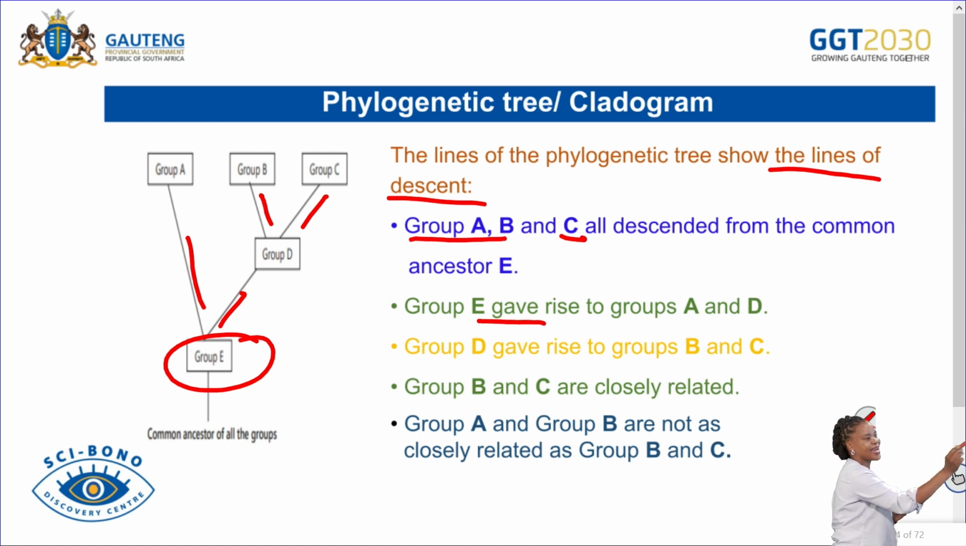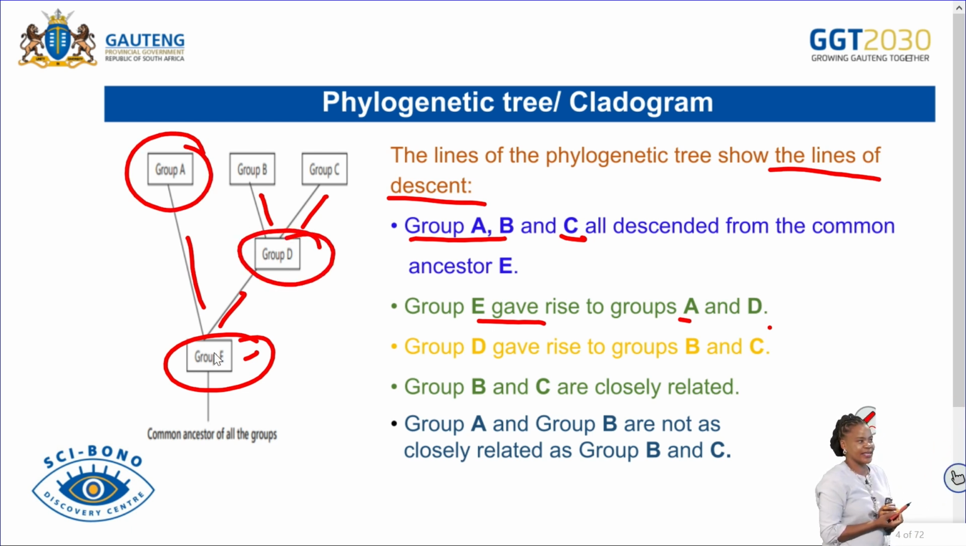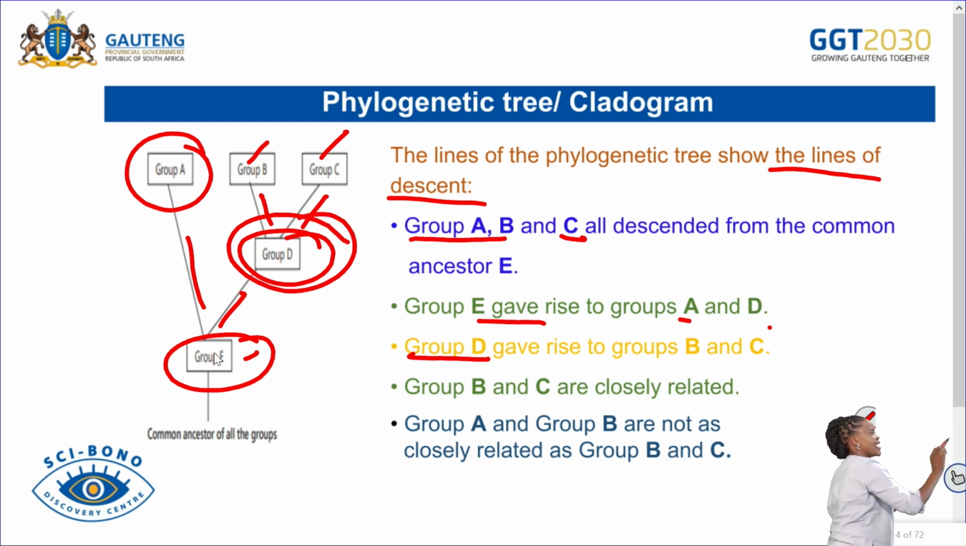Group E gave rise to groups A and D. In other words, group E gave rise to these organisms and those organisms, whereas group D gave rise to group B and group C organisms. Now, group B and group C are closely related because these are the immediate descendants of group D. That's why they are closely related.